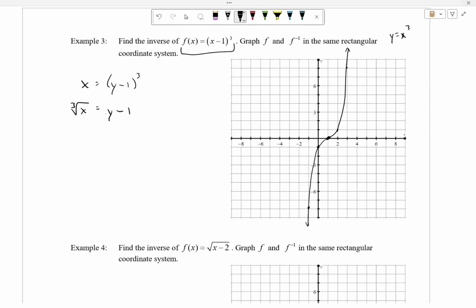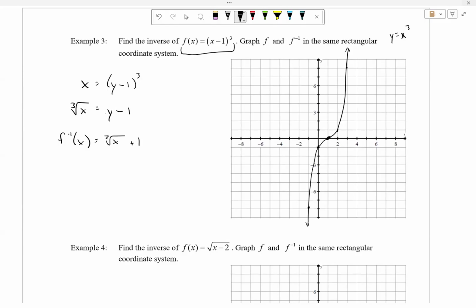And then what? Good. So we get cube root of x plus 1. And that is our inverse function. Thank you, Diane. Are we good with this? So that is our function.